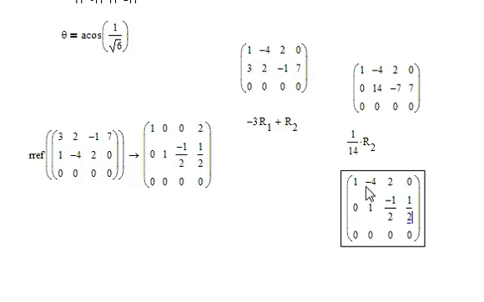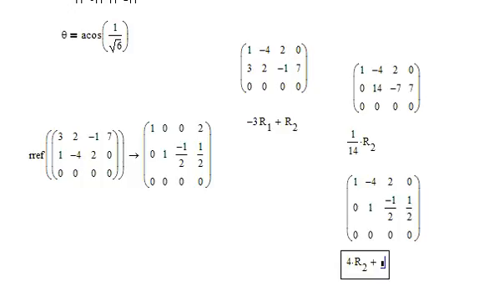But then I can make this into a 0 by multiplying 4 times row 2 and adding it to row 1. 4 row 2 added to row 1.